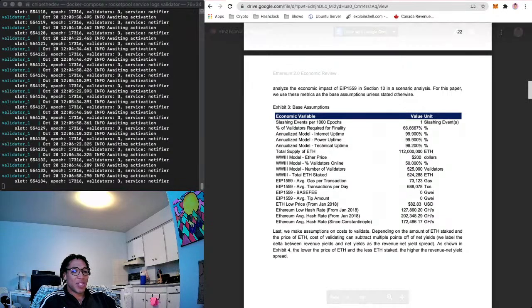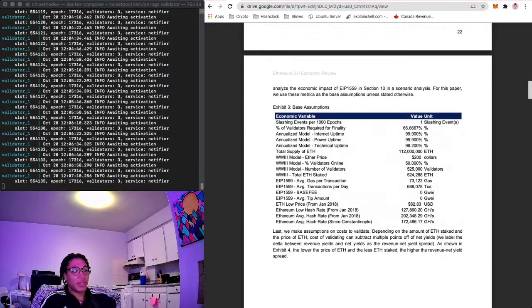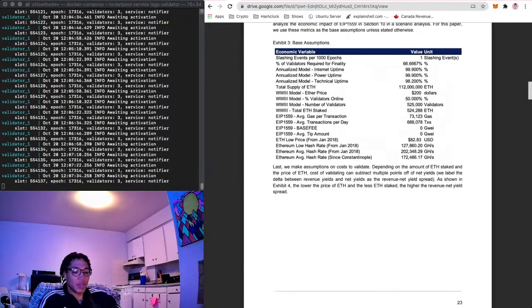Average gas fee per transaction, 72,000 transactions per day. Base fee, tip about. And here's the thing: if the ETH low price was $82 two years ago, why would you assume $200 in a catastrophic event? I'd consider potentially a lot lower, but yeah. Anyways.